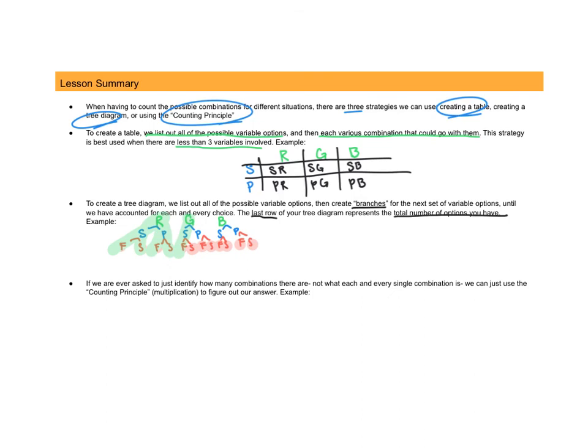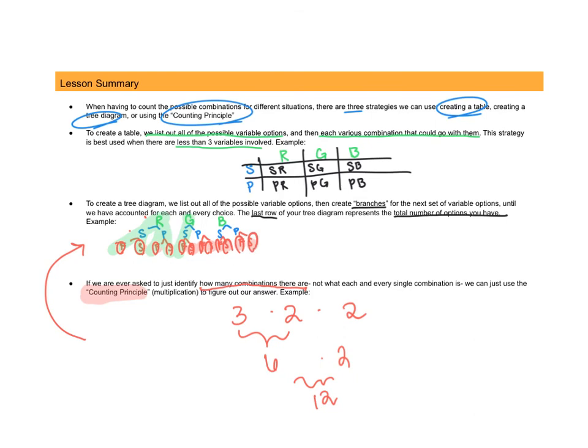Okay. Last option that we have for a strategy to use when we're doing this today is called the counting principle. It's for when we're just asked to identify how many combinations there are, not what each and every single combination is. We can just use this, okay? So for the case of this one above, we had 1, 2, 3 different options. The first one had 3 variables. The second one had 2 variables. The third one had 2 variables. So if I just multiply these together, 6 times 2, I would have had my total number of options at the end, which I did. There were 1, 2, 3, 4, 5, 6, 7, 8, 9, 10, 11, 12 total combinations.